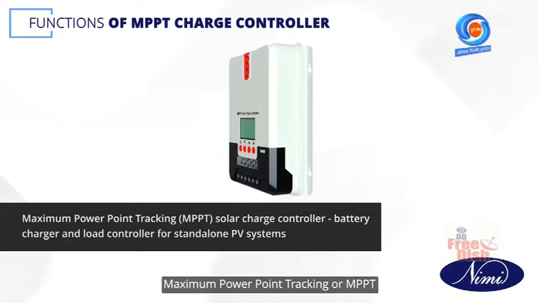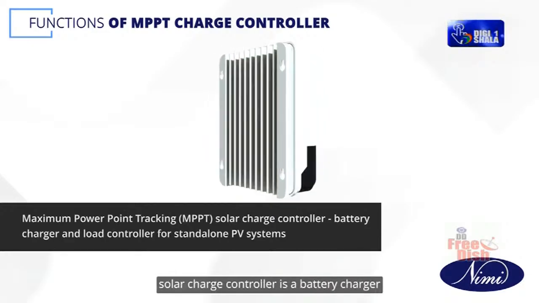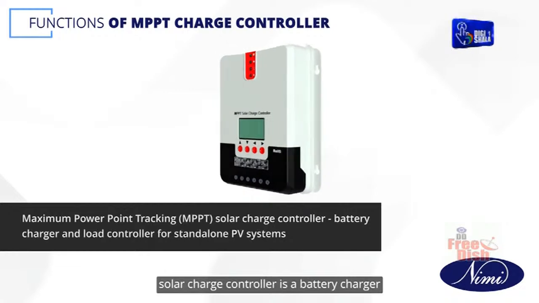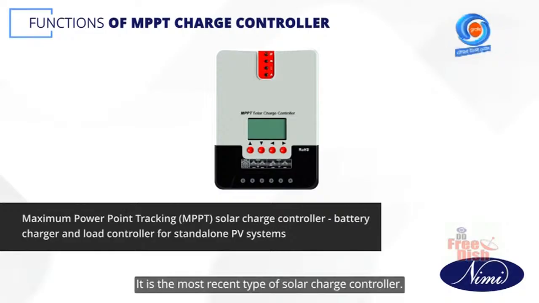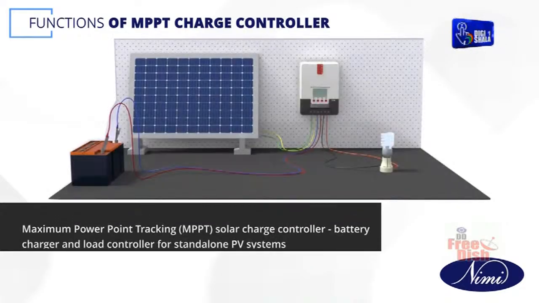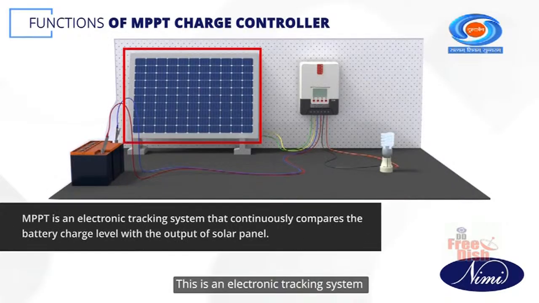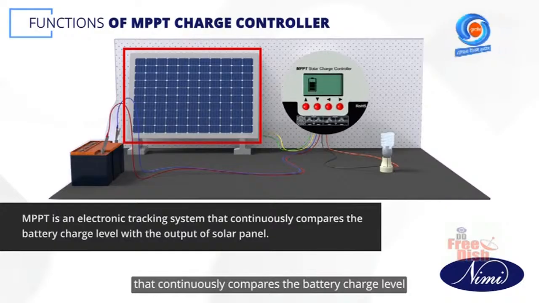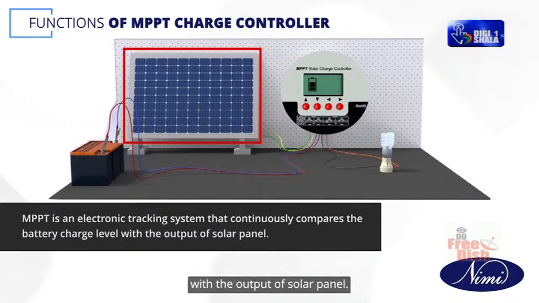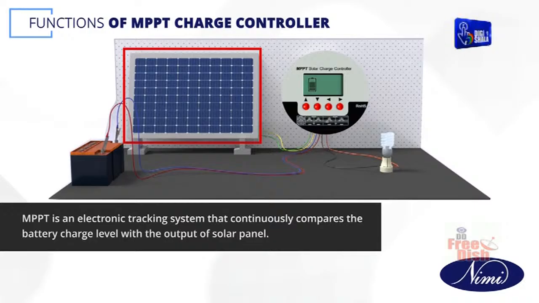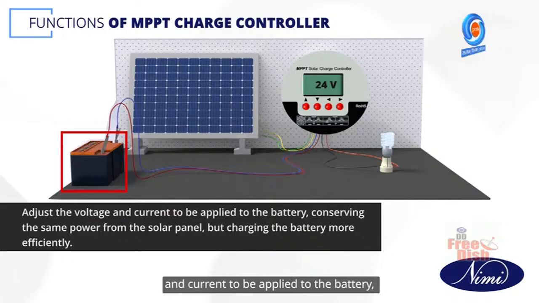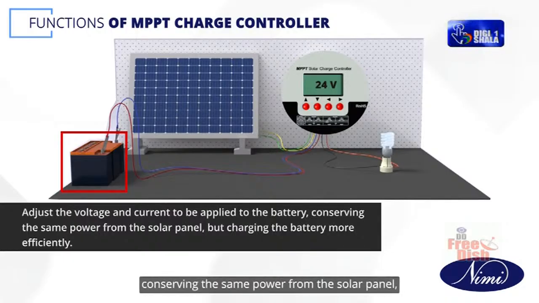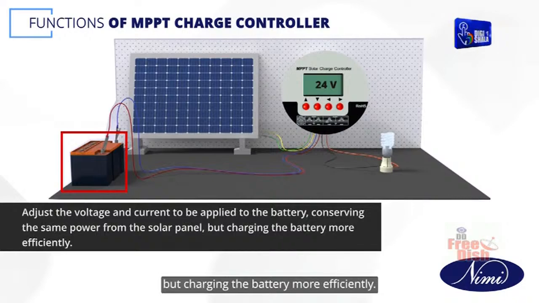Maximum Power Point Tracking, or MPPT, solar charge controller is a battery charger and load controller for standalone PV systems. It is the most recent type of solar charge controller. This is an electronic tracking system that continuously compares the battery charge level with the output of the solar panel. It will then adjust the voltage and current to be applied to the battery, conserving the same power from the solar panel but charging the battery more efficiently.